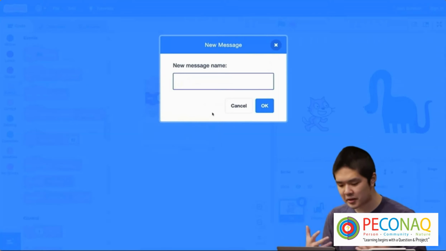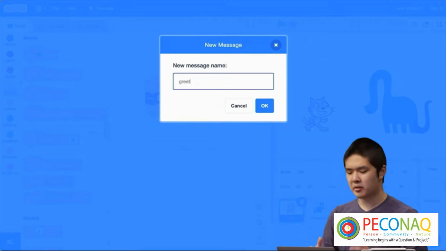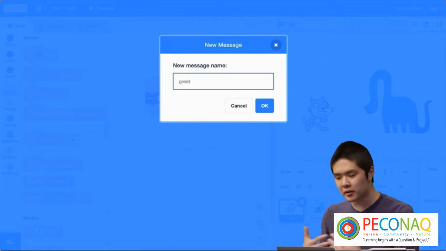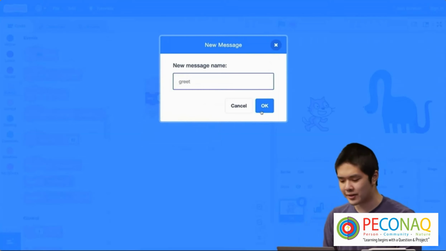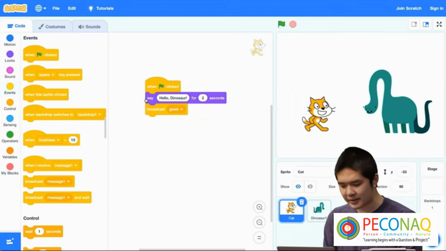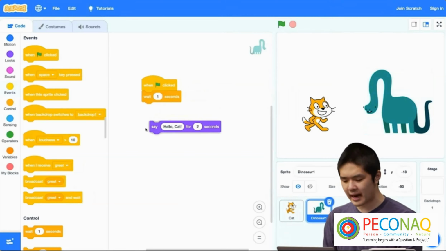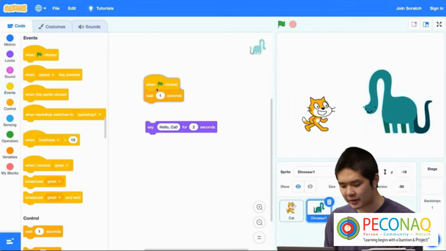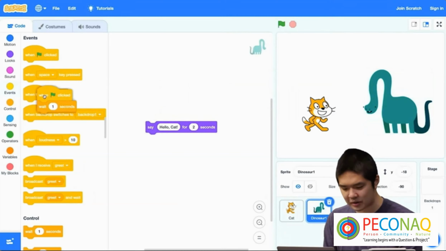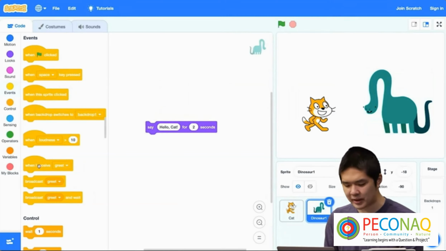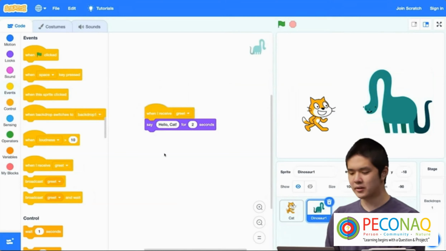This is any message that I'm now going to send, and I'm going to call the message greet, just because it's going to be a message that signals to the dinosaur that it's time to greet the cat. So the cat says hello dinosaur, and then broadcasts greet, and the dinosaur now, instead of saying hello cat when the flag is clicked, I'm going to get rid of the when flag is clicked event entirely and replace it with this event here, when I receive greet.